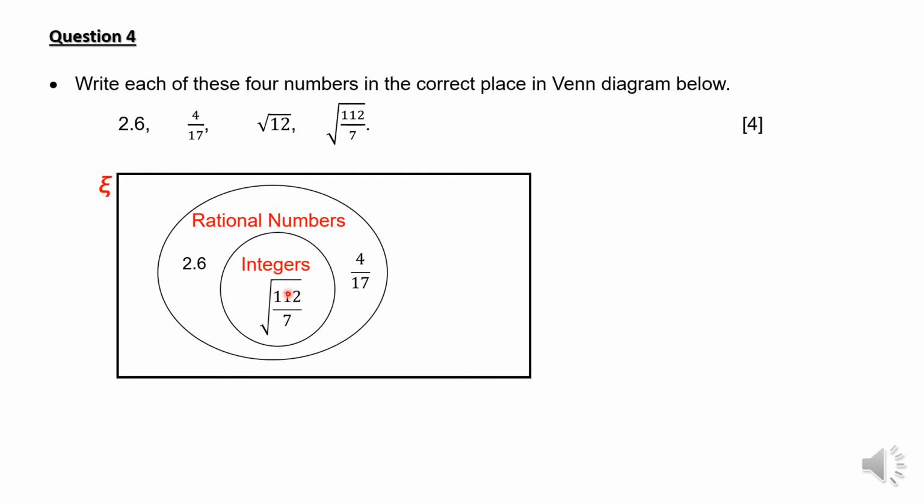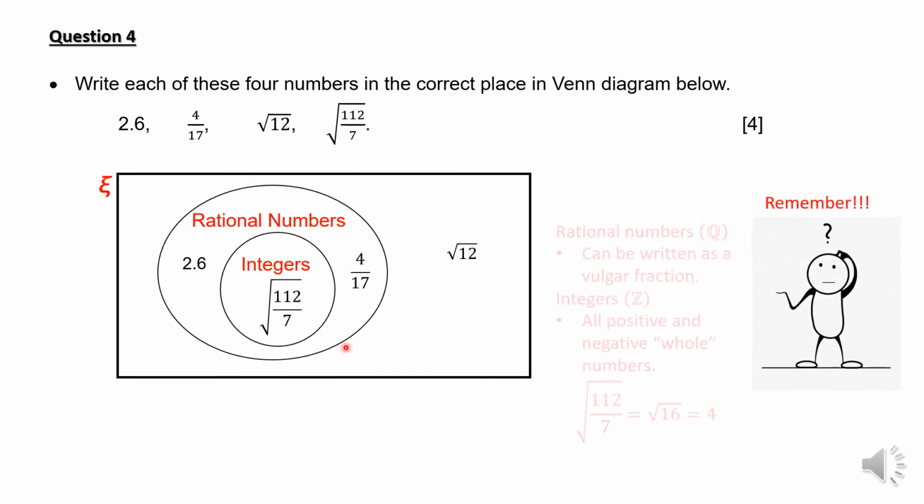The square root of 112 by 7 is an integer, and if you clean this up, you're going to get a whole number, because integers are positive or negative whole numbers. And the square root of 12 is an irrational number. It cannot be written as a vulgar fraction. You can't write it as a numerator over a denominator, so it comes in outside the set of rational numbers and integers, so it will be part of the irrational numbers here.